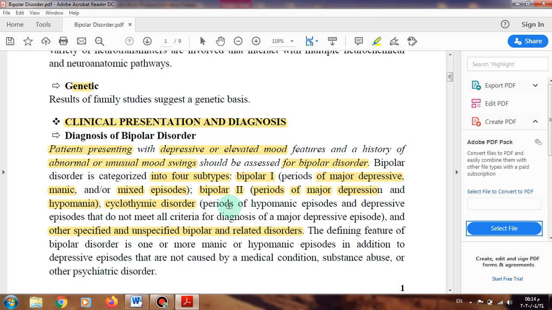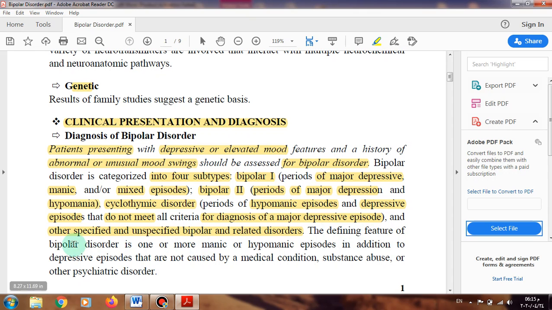Cyclothymic disorder is a period of mania or hypomanic episodes and a period of depressive episodes that do not meet all the criteria for diagnosis of major depressive episodes. So it is characterized by a period of depression and hypomania not sufficient to be a major depressive episode and not sufficient to be a major manic or hypomanic episode. So it is a mild form of mania plus a mild form of depression.